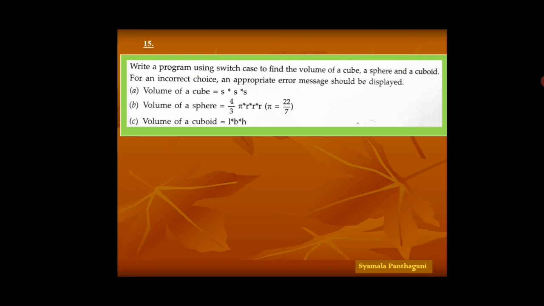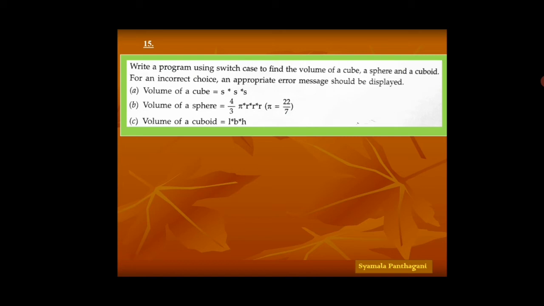Children, you have to remember all these formulas also. In the examination, they are not going to give these formulas. In the textbook only they are giving the formulas. That's why, children, remember these formulas also. How to write? When you see this program, you have to analyze how we will write.